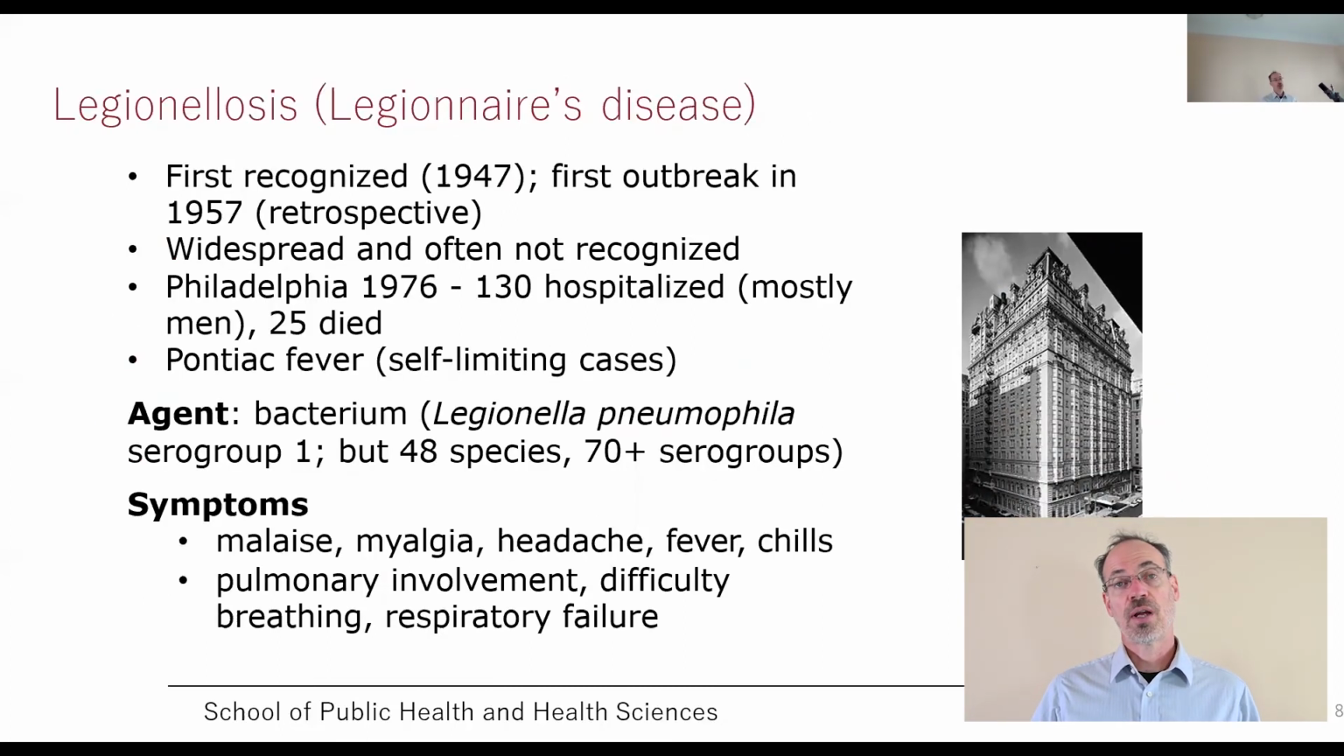Legionnaire's disease, first recognized in 1947. First outbreak was in 1957. That's retrospective. Widespread and often not recognized. 130 people in Philadelphia were hospitalized in 1976. 25 of those died. The agent is a bacteria, serogroup 1, but there's 48 species and 70 plus subgroups. Symptoms include malaise, myalgia, headache, fever, chills, pulmonary involvement, difficult breathing, and respiratory failure.